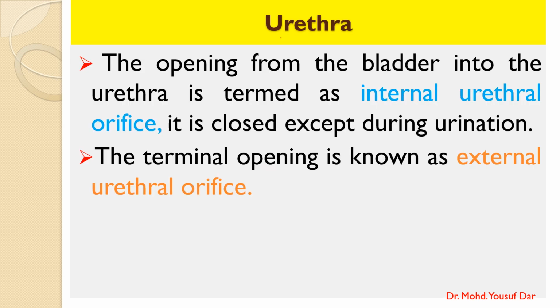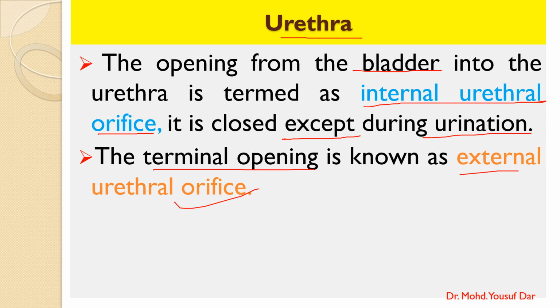So in the urethra, there are two openings. The opening via which the urinary bladder opens into the urethra is called the internal urethral orifice. This orifice remains always closed except during urination or micturition. While the terminal opening of the urethra is called the external urethral orifice.